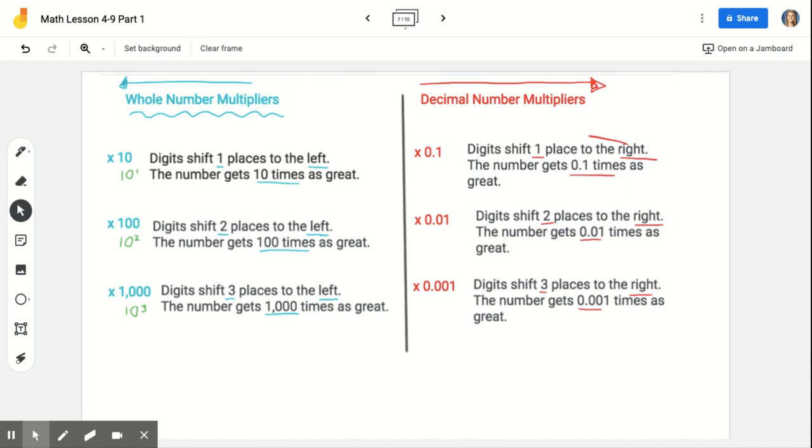Hi there, this is Miss Cairo here, and I'm going to do a short review in which I will be guiding you through how to multiply two numbers when they involve place value shifts.